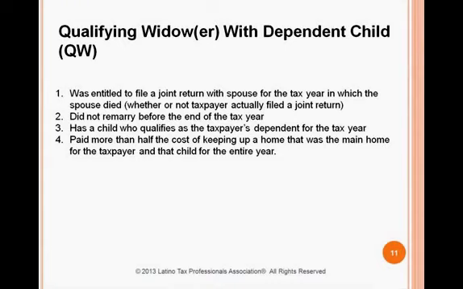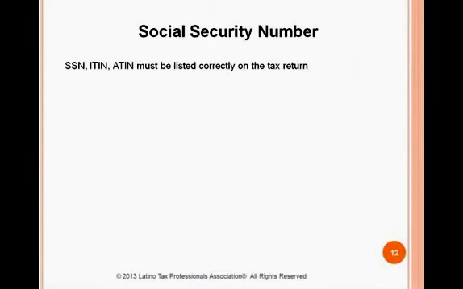And they must have a child who qualifies as the taxpayer's dependent for the tax year, and they paid more than half the cost of keeping up a home that was the main home for the taxpayer and that child for the entire year. And the advantage is that they can continue to receive the greater standard deduction of married filing joint for 2 years. So for the year that the spouse passed away, they can file married filing joint, provided they don't get remarried and they do have dependent children at home.